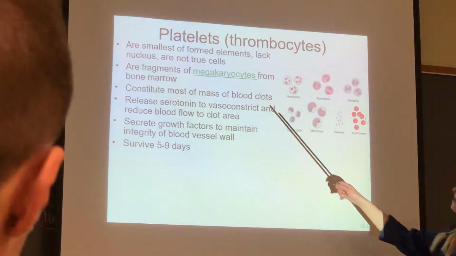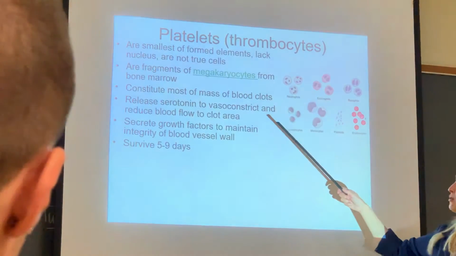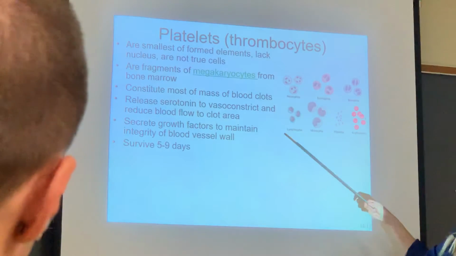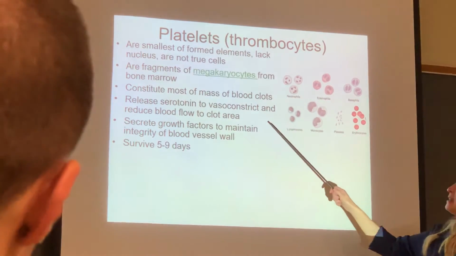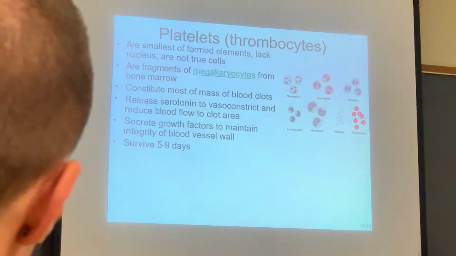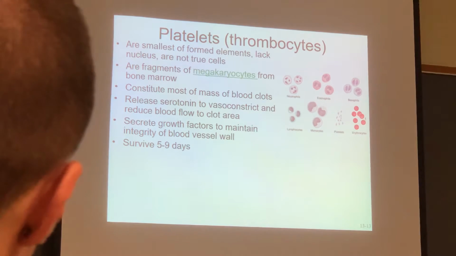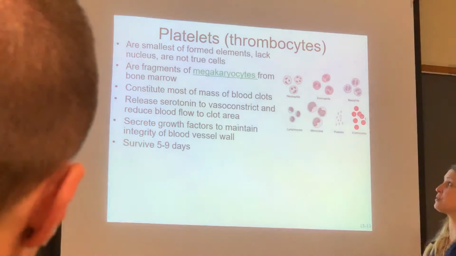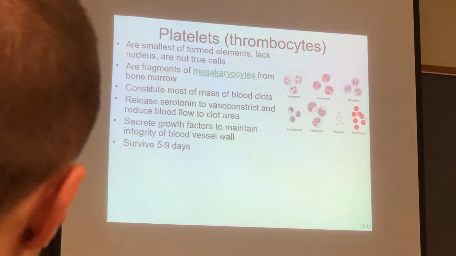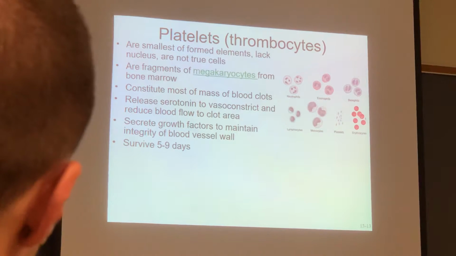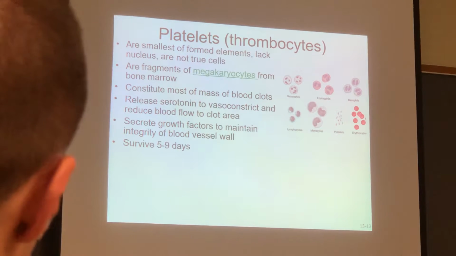But the megakaryocytes come from the red bone marrow, just like all the other cells do, the red blood cells, the white blood cells. And the platelets constitute most of the mass of blood clots. Platelets release serotonin, along with a couple of other chemicals we're going to be talking about. But the serotonin specifically helps to constrict and reduce blood flow to the clot area, because if we cut ourselves, we don't want to keep hemorrhaging. So we're not going to dilate our blood vessels and get more and more blood to the area so we can lose it. We're going to constrict it, and serotonin helps with this.